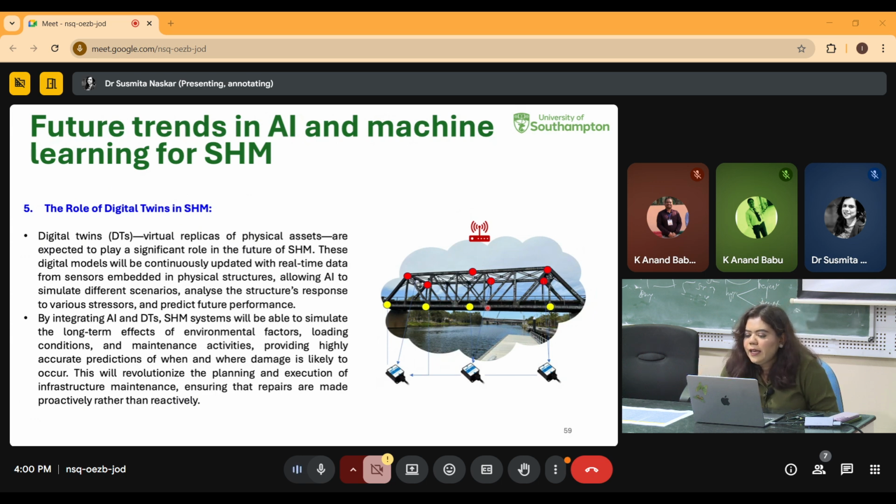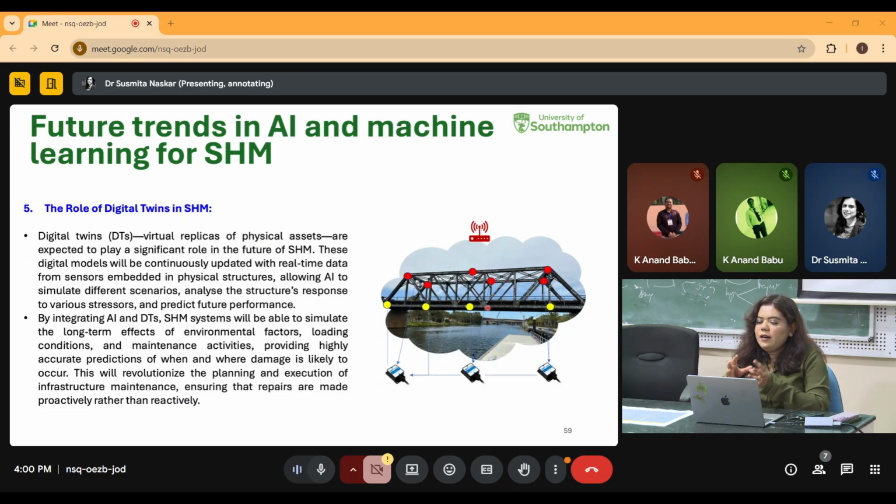And this will allow the AI to simulate different scenarios, analyze the structure's response to stress, and also predict future performance, right? So by integrating AI and DTs, structural health monitoring systems will be able to simulate the long-term effects of environmental factors, loading conditions, and maintenance.